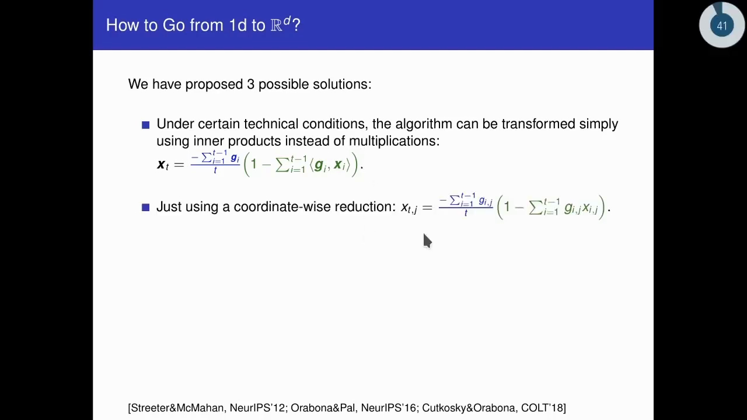Another way to go to D dimension is that you put a coin on each coordinate. And this immediately gives you something, an Adagrad style kind of algorithm that always works. You don't need any condition. This is always giving you a convergence rate.